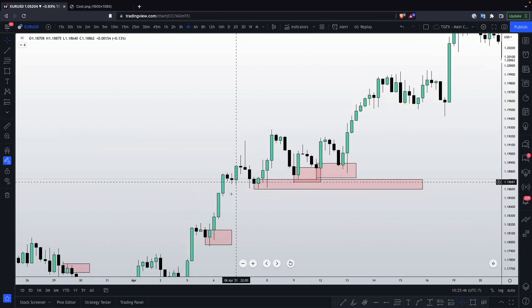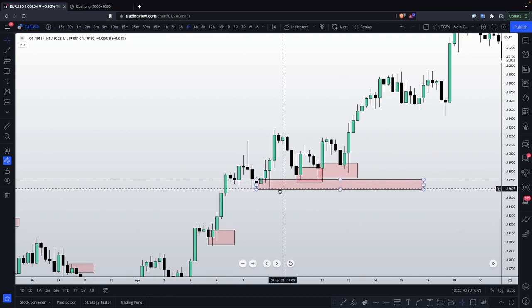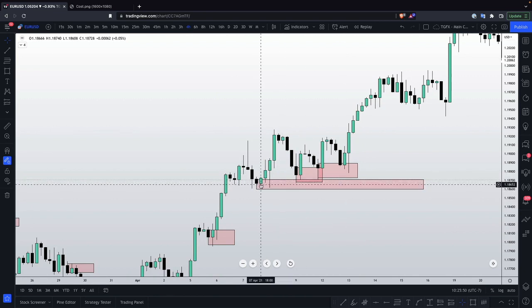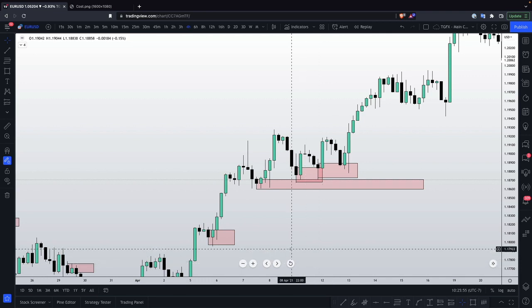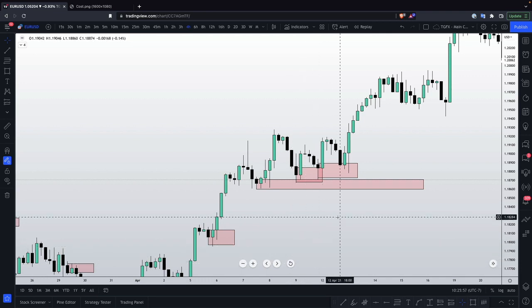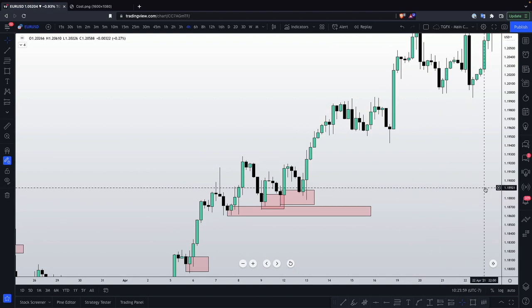All right, so this is overall how you view them in the market. And once again, these base candles within the order block pattern are representing the supply or demand in which we'd want to see price come back to retest a point of equilibrium.